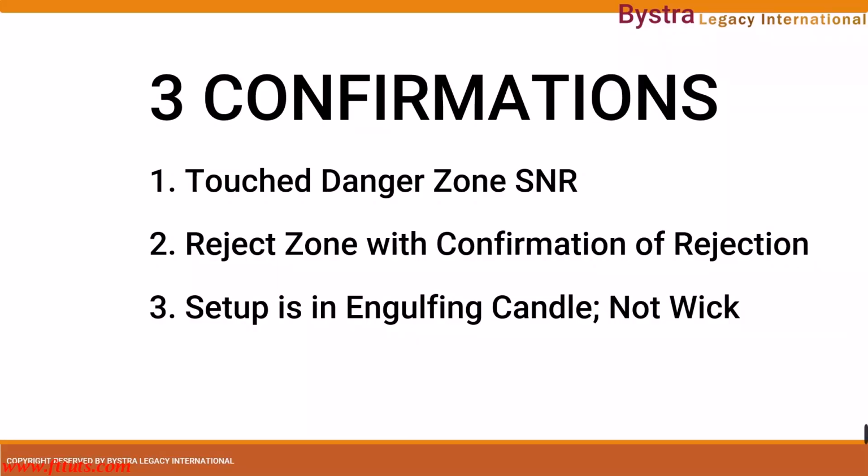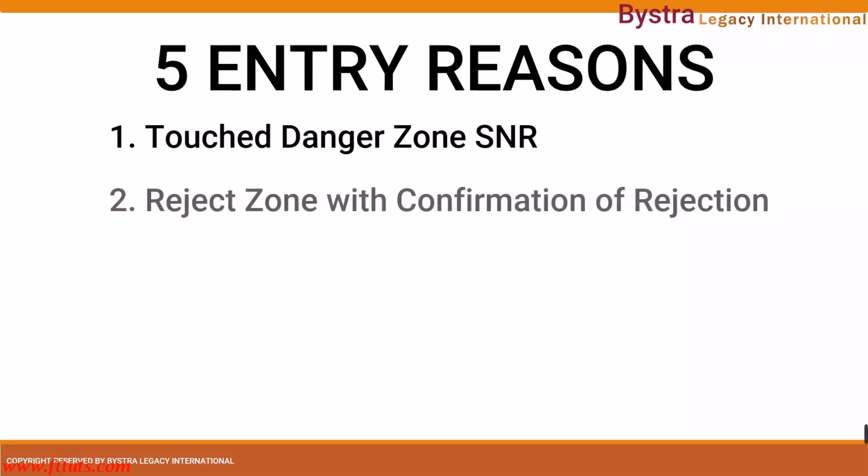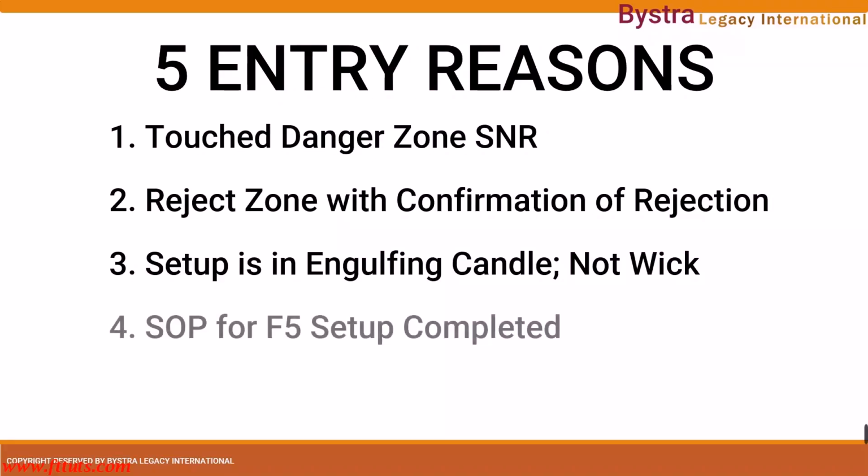Alright, very good. Now let's have a look at the 5 reasons. The 5 reasons are actually very simple as well. So it will go as the first, second, third from the confirmation. Now the fourth thing that you need to take note of is to make sure the SOP for the F5 setup is completed. So let's say you have a QM continuation setup, make sure that the head of the QM is on the second drive, etc.